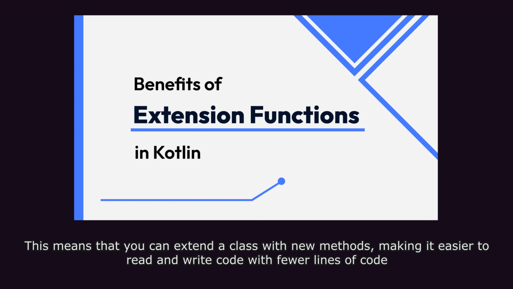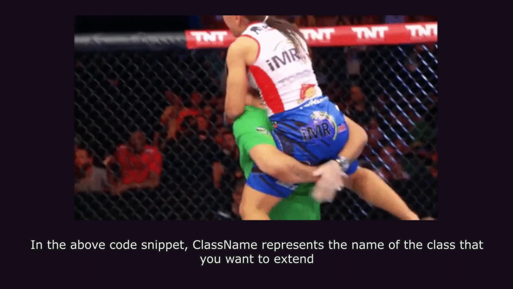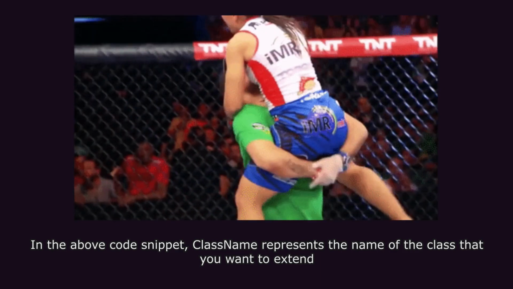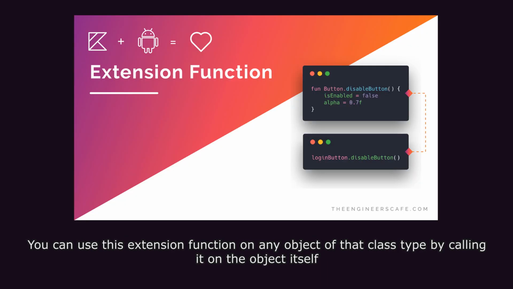fewer lines of code. To create an extension function, you need to define the extension function outside of the class and specify the name of the existing class that you want to extend. In the above code snippet, class name represents the name of the class that you want to extend. You can use this extension function on any object of that class type by calling it on the object itself.